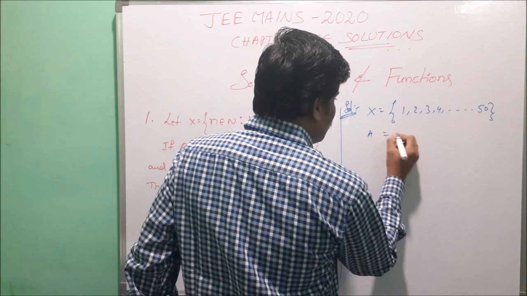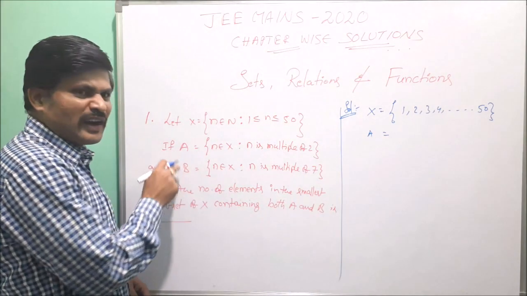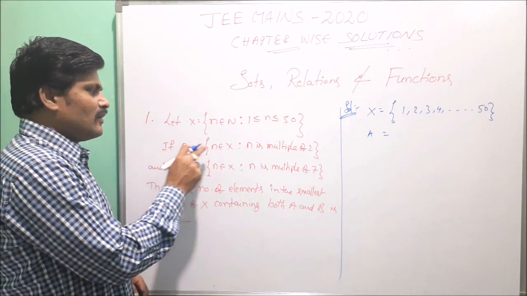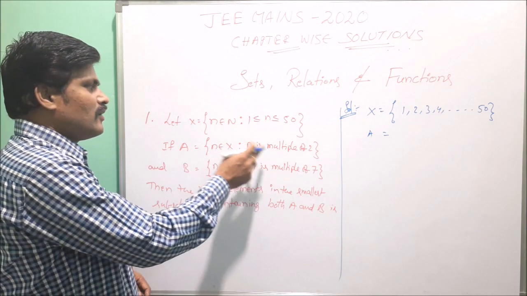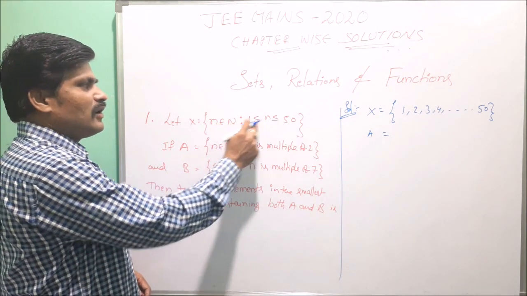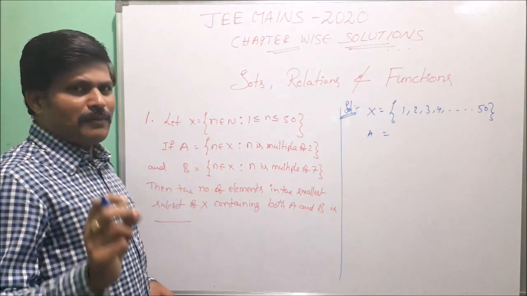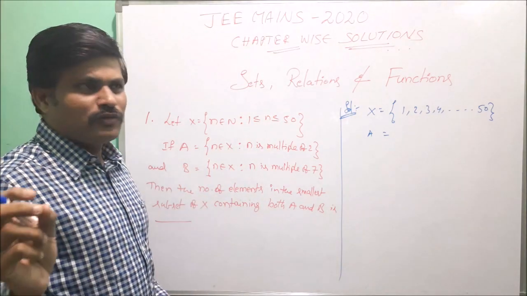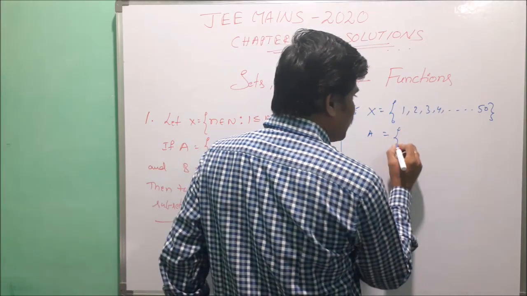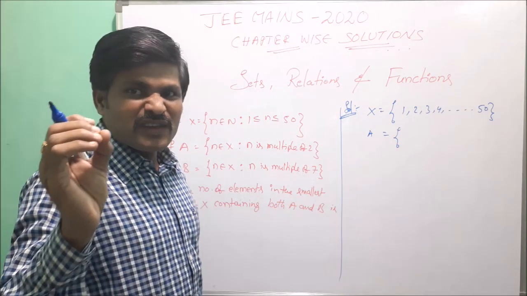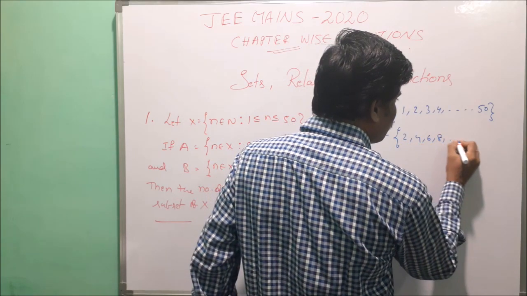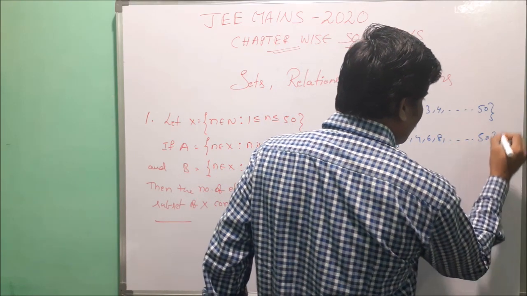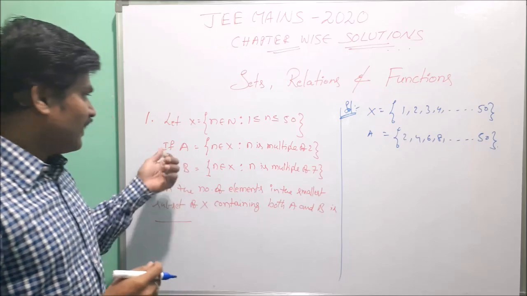Similarly, already given 2 sets. Capital A is n belongs to X, n is a multiple of 2. Now here in this interval 1 to 50, we take the numbers that are multiples of 2. That means here we take the even numbers. So 2, 4, 6, 8 up to 50. So this is the set A.